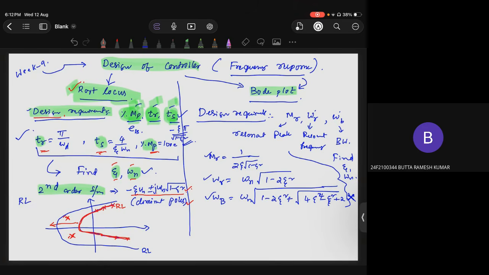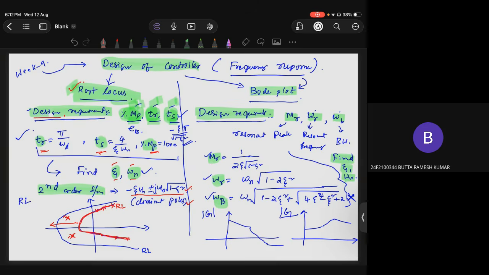So now the idea here is these are our design requirements. These values are given to you. Using those values and formulas, you will find zeta and omega n. Once you have this zeta and omega n, just like here we have plotted the root locus, here we will plot the Bode plot. What is a Bode plot? It is a magnitude plot as well as a phase plot. The magnitude plot is, let's say, something like this. The phase plot is, let's say, something like this.